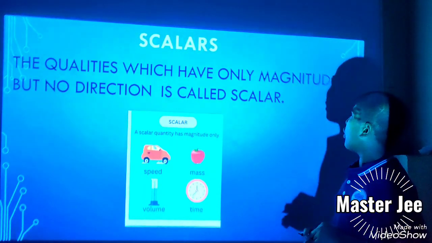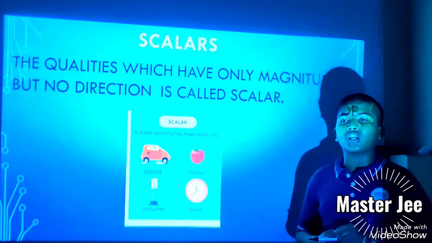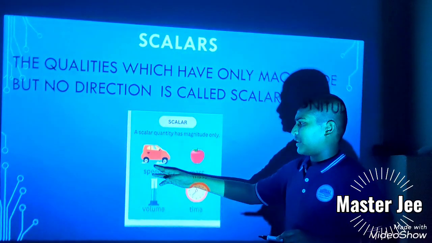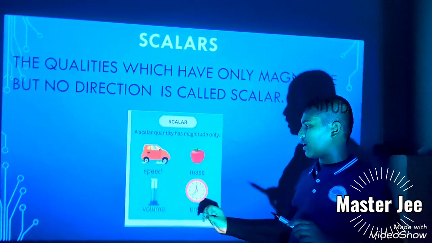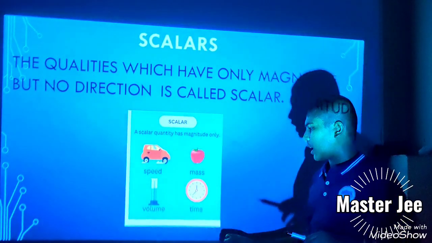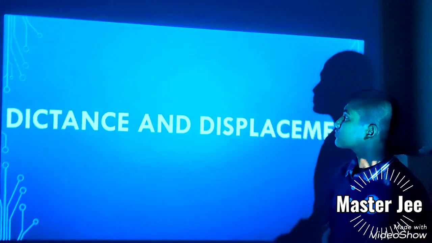Next, scalar. The quantities which have only magnitude but no direction are called scalars. So here, the speed of a car is a scalar, the mass of an apple is a scalar, the volume is also a scalar, and the time is also a scalar.